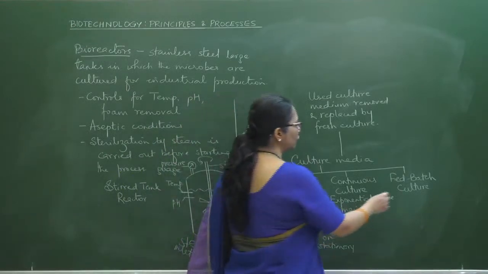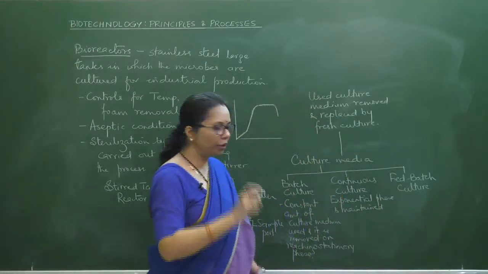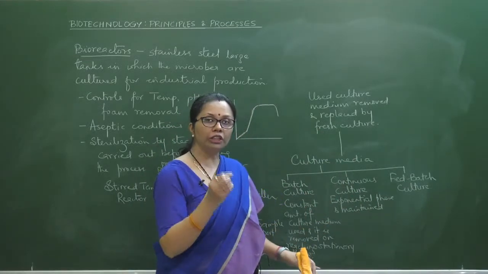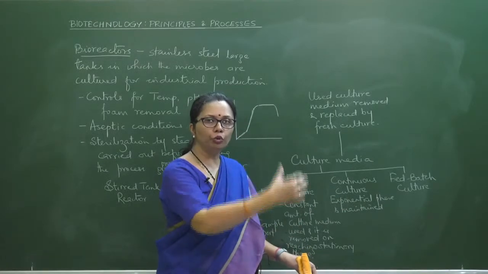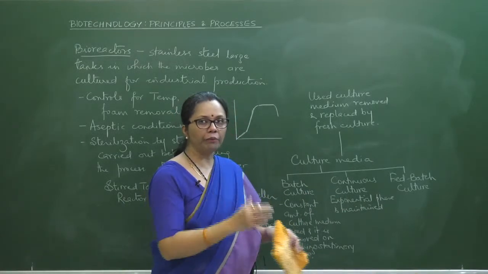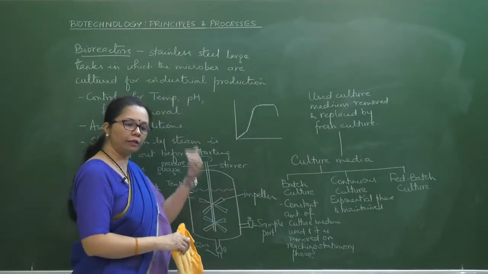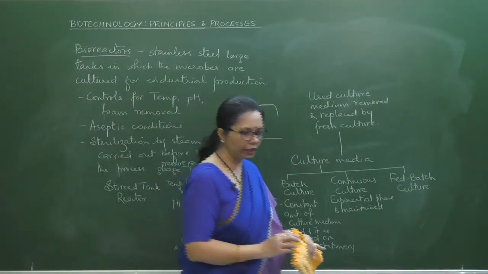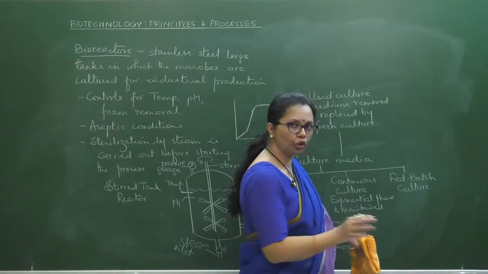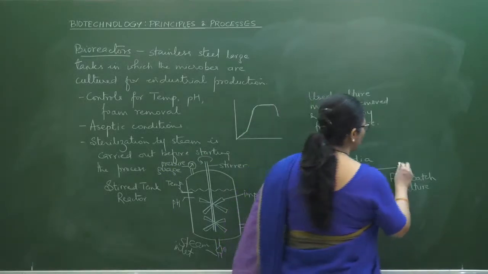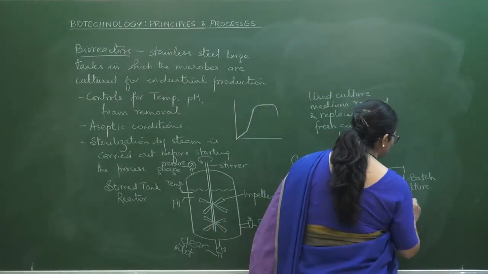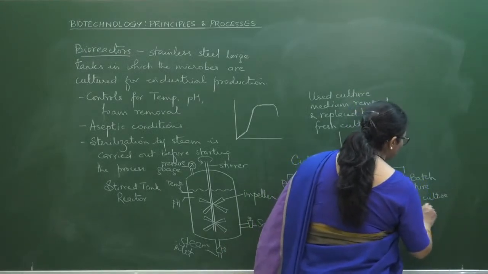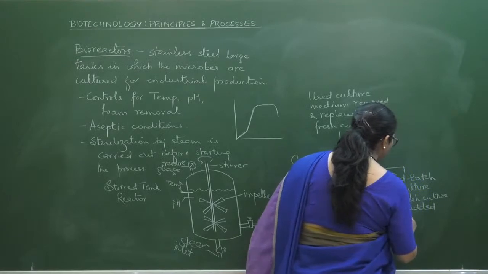And then coming to the last one, this is an intermediate approach between the batch and the continuous culture, fed batch culture. In this, the fresh medium is added, but the used medium is not removed. Fresh medium can be added up to a certain level only. Beyond that, there is no capacity, and after that we'll have to remove it and close the process for the time being. So here fresh culture is added without removing used culture.